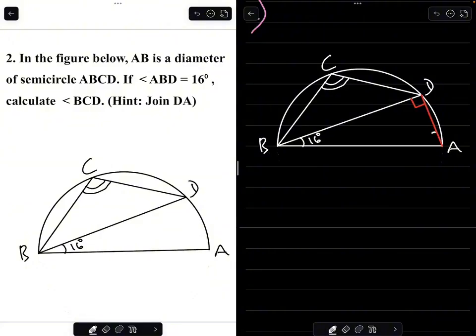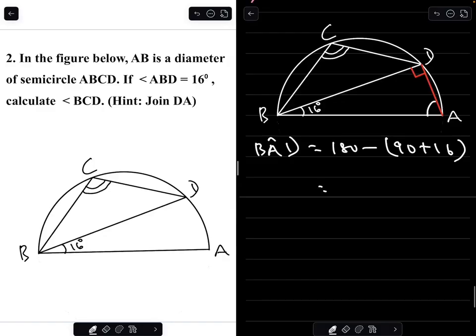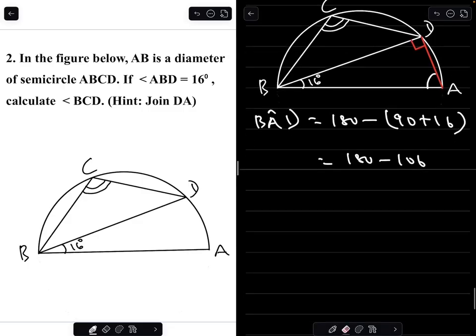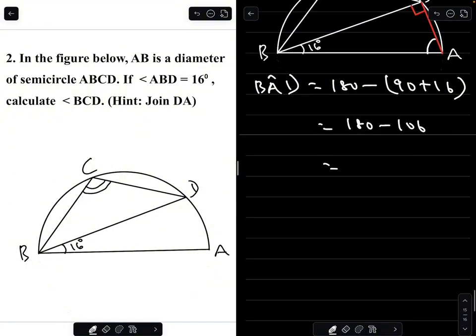Now we can find angle BAD. Angle BAD, which is this angle, will be 180 minus 90 plus 16. 16 plus 90 plus angle BAD is equal to 180 degrees, and the reason for that is angles in a triangle. So angle BAD will be 180 minus 106 degrees, and that is 74 degrees.